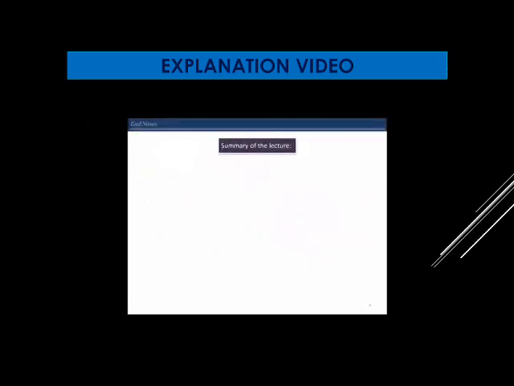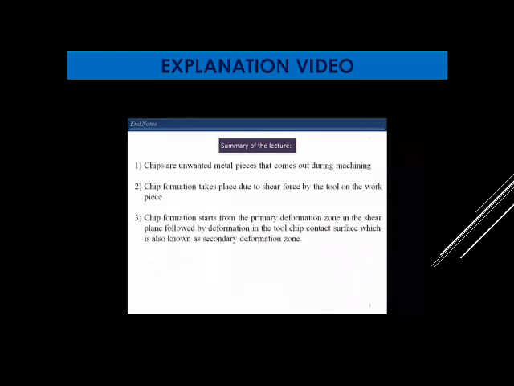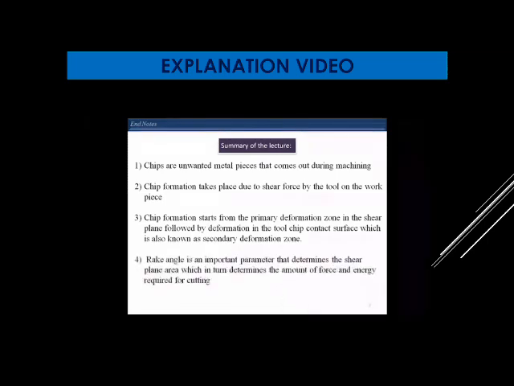Now that we have reached the end of this lecture, let us summarize what we have learned. First, chips are unwanted metallic pieces that come out during machining. Then we saw that chip formation takes place mainly due to shear force imparted by the tool on the workpiece. Third, chip formation starts from the primary deformation zone in the shear plane, followed by another deformation in the tool-chip contact surface where a tremendous amount of friction is generated. This is also called the secondary deformation zone. And finally, we saw that the rake angle, a very important parameter, determines the shear plane area, which in turn determines the amount of force and energy required for cutting.